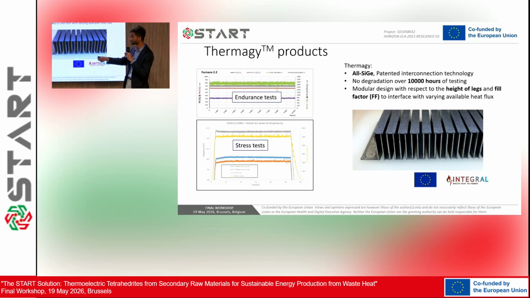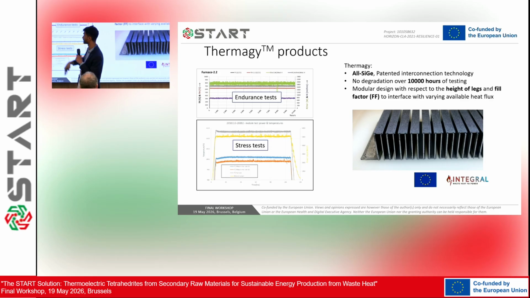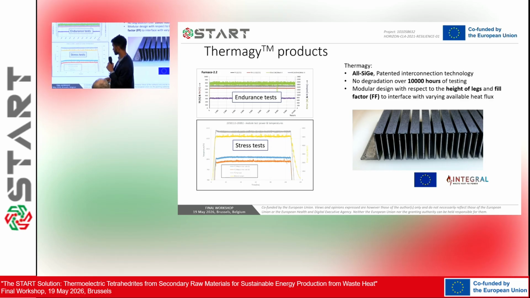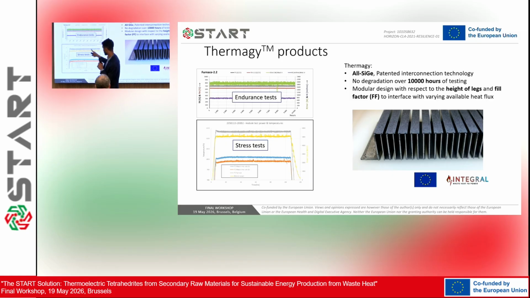This is just a long-term test, which is up to 10,000 hours for our Thermogy silicon germanium based devices. So you can see that this device was able to survive up to 700 degrees centigrade on the hot side, generating up to 2,000 watt per meter square. So that's quite high. We also exposed it to 100 hours of up to 900 to 1,000 degrees centigrade on the hot side.